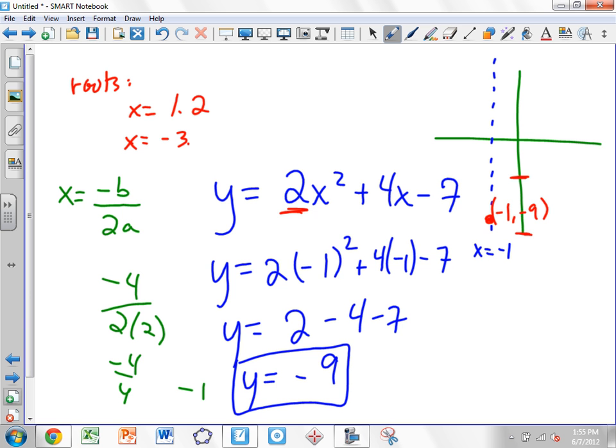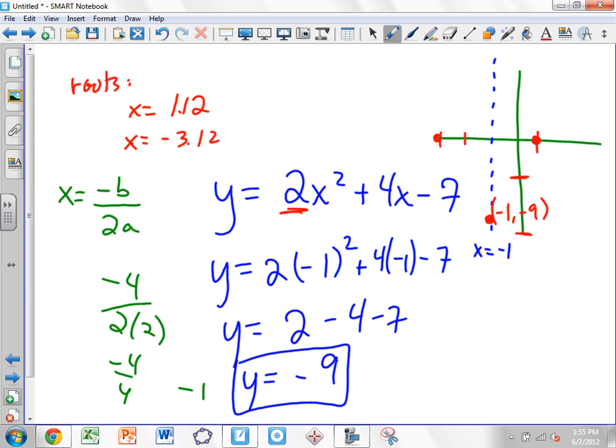Was this 1.12? Like that? Yeah. Okay. So those are my roots. So about positive 1, which is over here, and around negative 3, which is about over there. Okay? Again, I'm estimating. And notice, what do you notice, people? The axis of symmetry is halfway between the roots, isn't it?